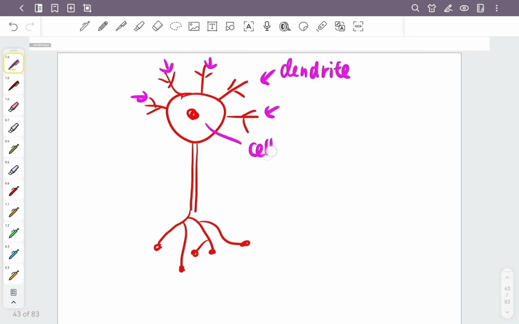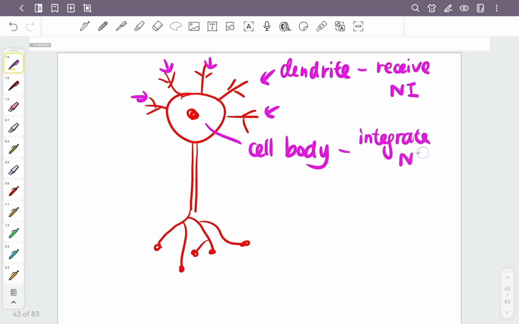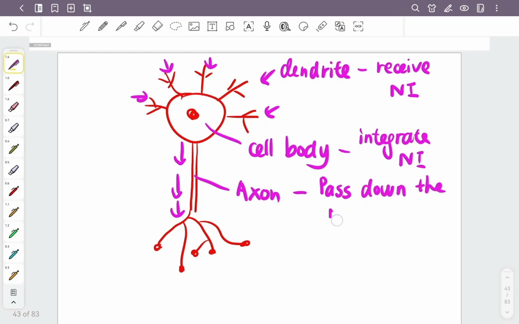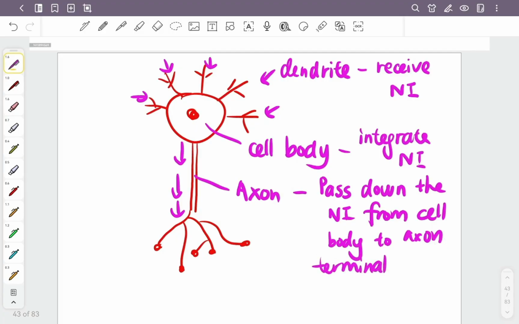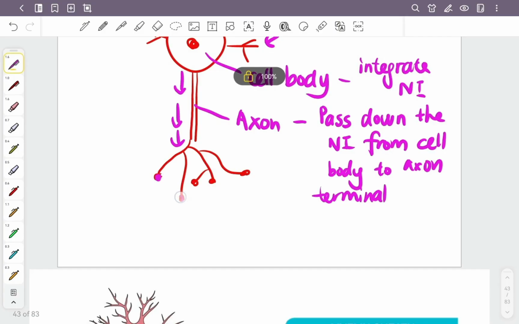Then this is the cell body, correct? So the dendrite receives the nerve impulse. Then the cell body will integrate the nerve impulse. Then what happened to the nerve impulse? It goes down. Okay, so this is the axon. So it passes down the nerve impulse from the cell body to the axon terminal. Understand? And then here you have the synaptic node.